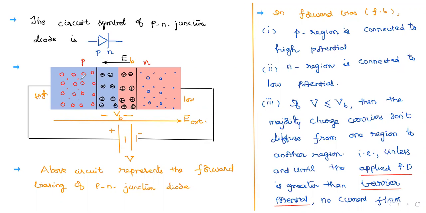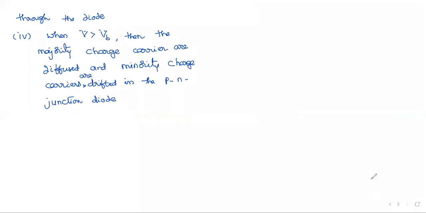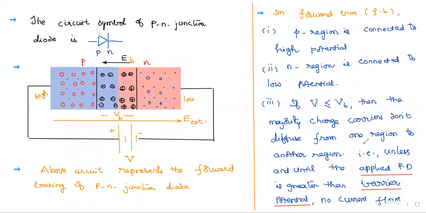Why? Because only if some charge carriers cross the junction will the current coming from the battery reach the other end. Otherwise, it will be like an open circuit when no charge carriers are crossing the junction. An open circuit means no current flows through the circuit. That's what we discussed here: when V is less than or equal to VB, no current flows through the PN junction diode. I think there is no confusion here. These are the first and second points in the forward biasing of this junction diode.